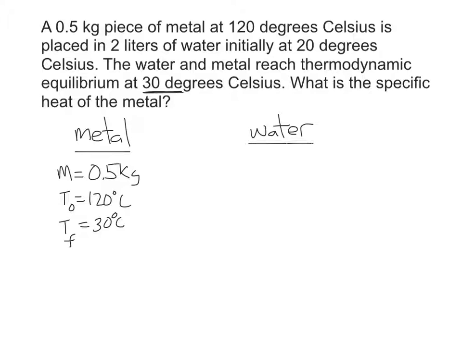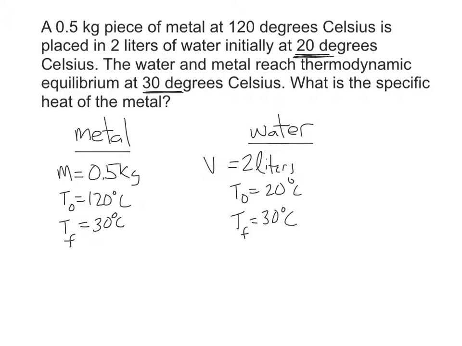So let's go over here to the water and talk about the things we know here. We have 2 liters of water, so that's a volume of water. Its temperature at the beginning is, let's see, there we go, 20 degrees Celsius. Of course, because it's ending at the same temperature, again thermodynamic equilibrium, it's going to be 30 degrees Celsius.